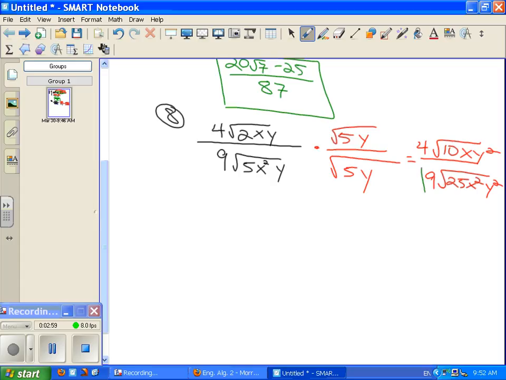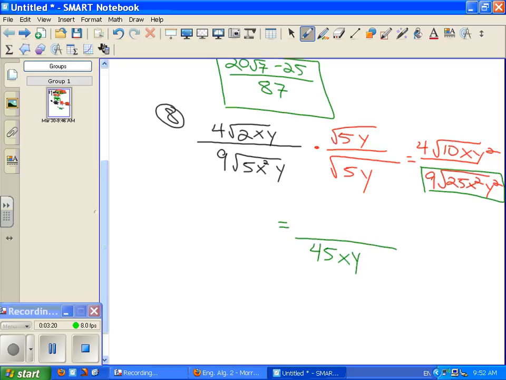All right, so let's look at the bottom. All right, so I've got that 9 out in front. Now, what is the square root of 25? 5. So I have that 5 times that 9, so I'm going to have a 45 down there. What's the square root of x squared? Square root of y squared? Okay, so that's my denominator.